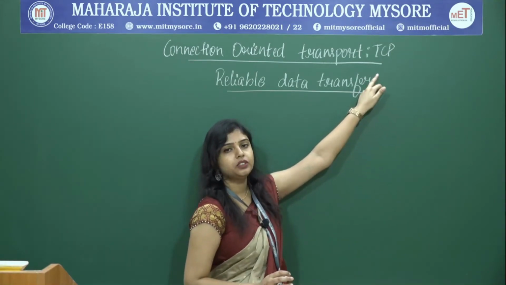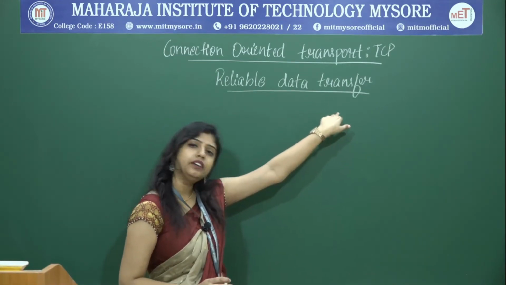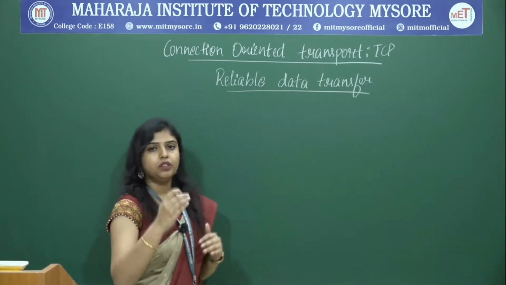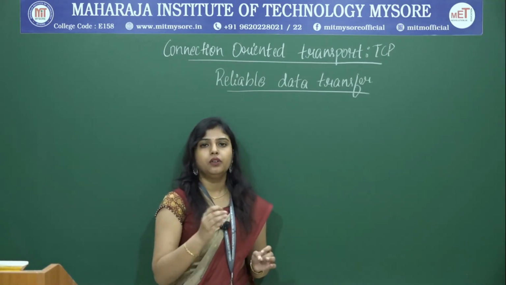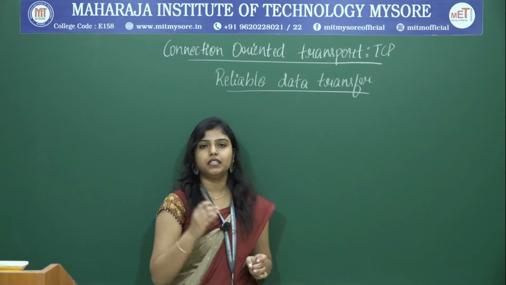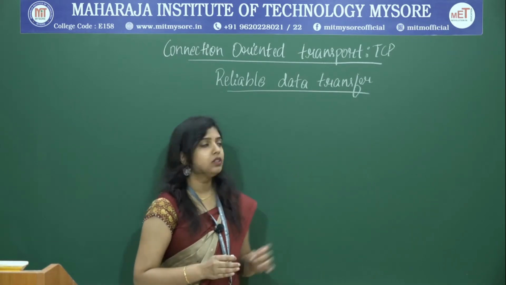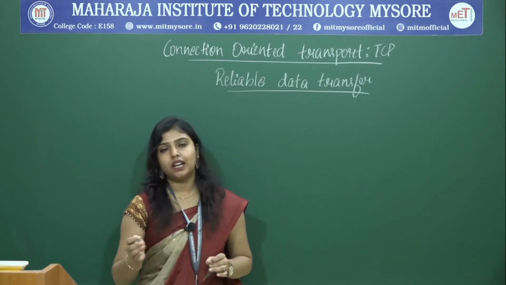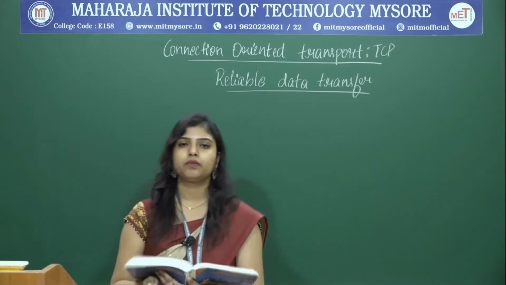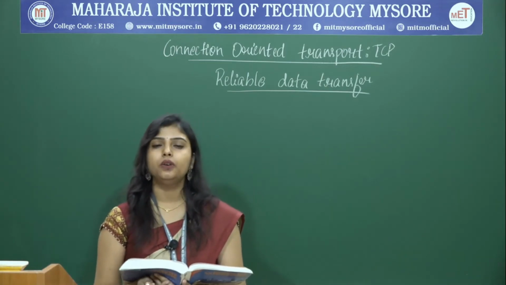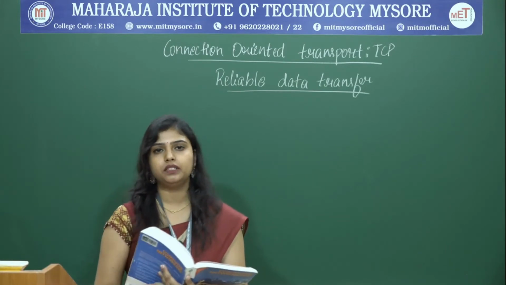Now you are going to see how TCP provides reliable data transfer over the unreliable IP protocol, because TCP is a transport layer protocol. It will be running in the transport layer, and in the layer beneath that, the network layer, the IP protocol will be running, which is unreliable. Even though IP is unreliable, TCP provides reliable data transfer. We will discuss how in two incremental steps.